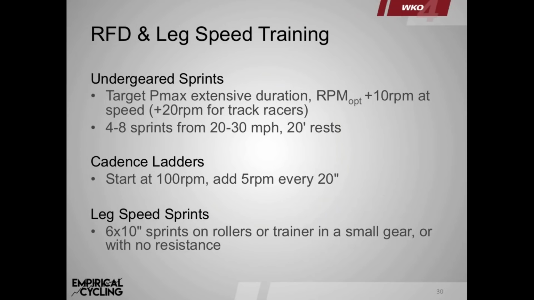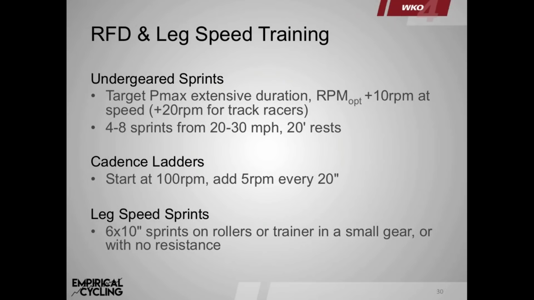In terms of rate of force development and leg speed training, undergeared sprints target Pmax extensive duration, RPM optimal plus 10 RPM at speed, plus 20 RPM for track racers, 4 to 8 sprints from 20 to 30 miles an hour, 20-minute rests. So what this does is it gives your legs even less time than RPM optimal in order to produce that force on the pedals. So this trains your body to produce more force in less amount of time.